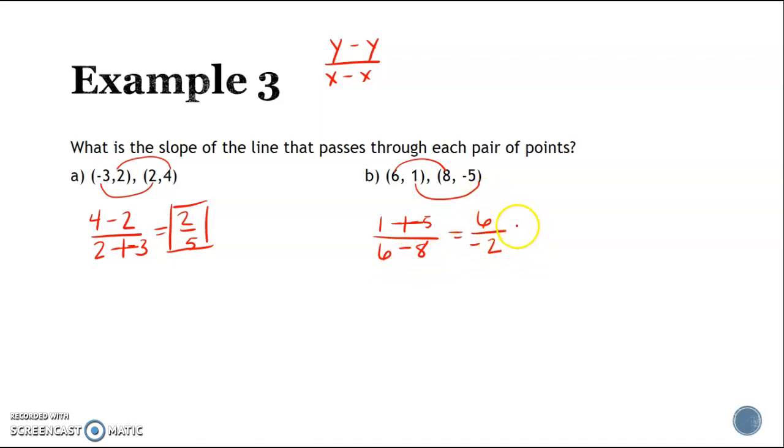And then we should always reduce where we can. So 2 goes into both, so I'm going to divide both by 2. So I end up with a negative 3 over 1, which is the same as just a negative 3. And so that is how we find slope given 2 points. Again, it matters. Y's we can choose the order, but then x's have to follow that same order. So x's have to follow the same order as y.